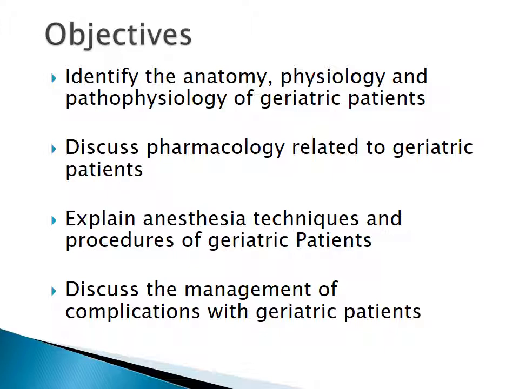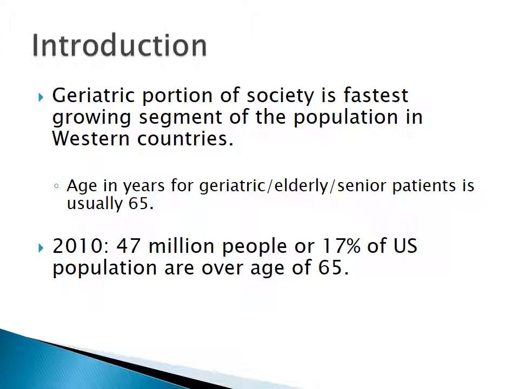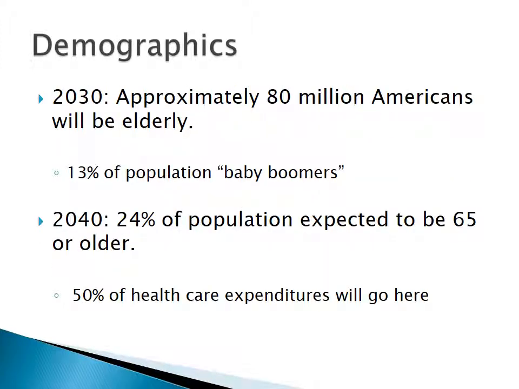But today, we're going to talk about geriatric folks. Usually the definition is 65. The main thing about this is that this population is growing more and more, so you're going to be taking care of more and more of them. So by 2030, 80 million Americans will be elderly. And what's important here, 50% of healthcare expenditures are going to go on that population. If I'm alive then, I'm hoping I don't have to have your services, but if I do, I will expect you to take very good care of me.